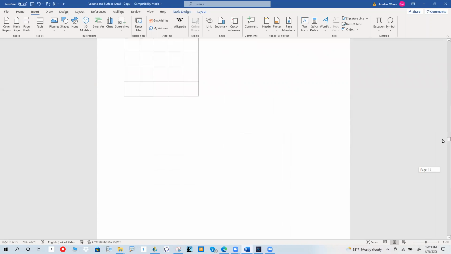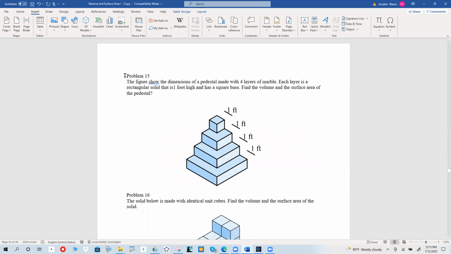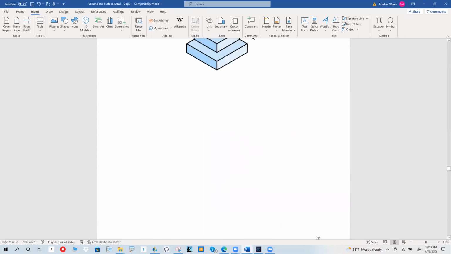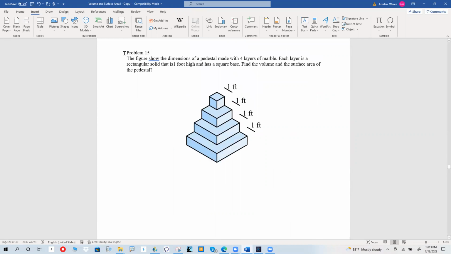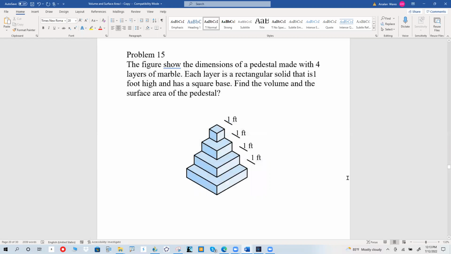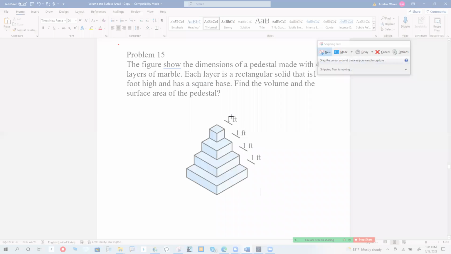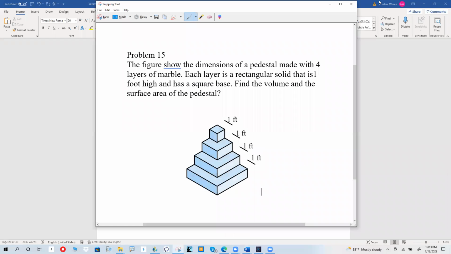Let's try this one. The last problem for today. Number 15. All right, guys. All right, let's take this guy. And this is not that difficult, really.